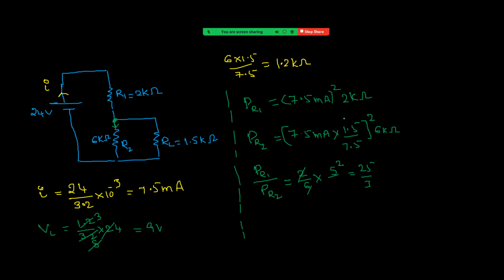It's asking that if R1 and R2 are interchanged, the magnitude of the power dissipated in RL will decrease by a factor of 9. Okay, let us do first of all, in RL what is the magnitude of power? Power calculation in RL before interchanging: power in RL is I square R_L.